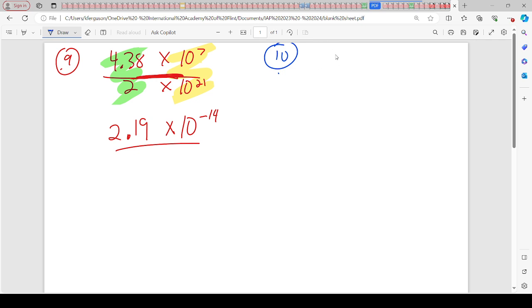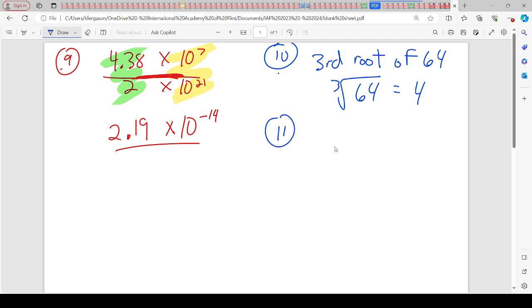So, what is the third root of 64? The third root of 64. That's 64, and you're taking the cube root. What number do I take to the third power to get 64? 4. What about the fourth root of 16? 2. 2 to the fourth power is 16.